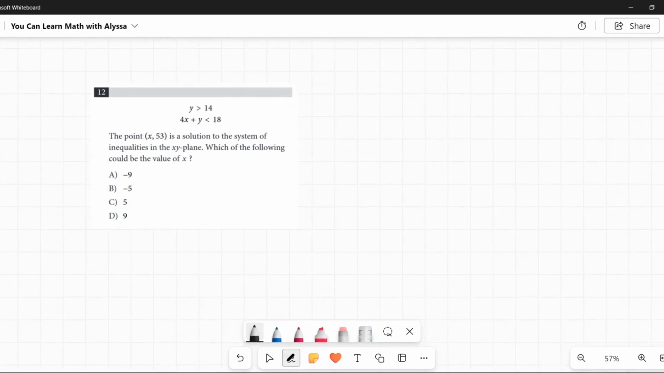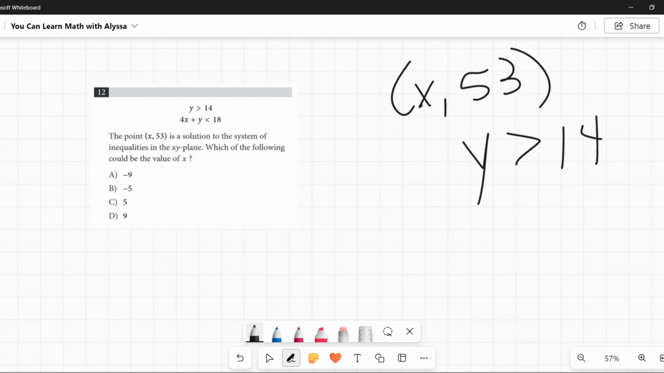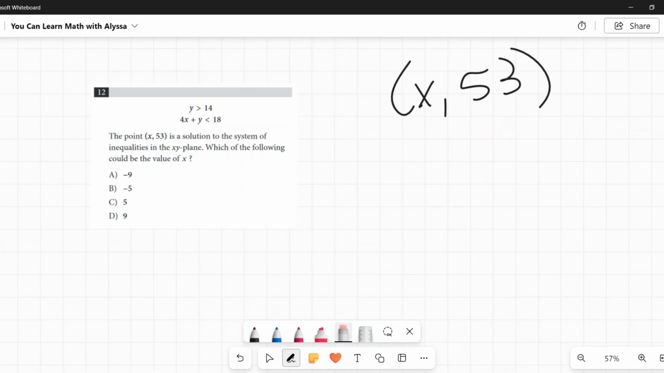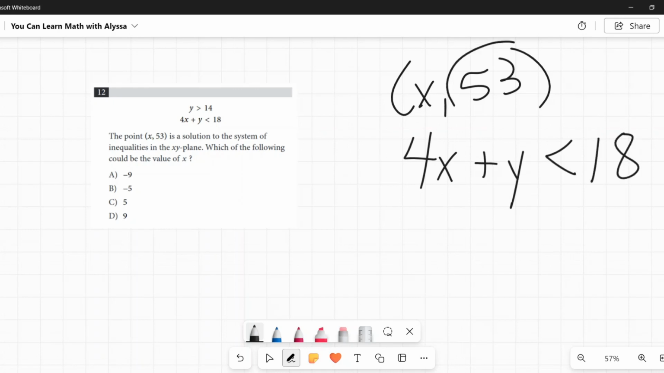So we don't know x, and we know that y is 53. Which of the following could be the value of x? All right, so (x, 53). Well, the first equation, y is greater than 14. If I plug 53 in there, that's true. I don't have to do anything else. But what about the second one? The second equation, 4x plus y is less than 18. If y is 53, what must x be? Let's just do the math. Let's plug 53 in for y, and let's solve for x.